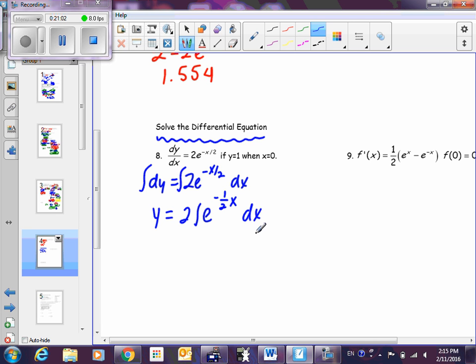Now you may be thinking, I wouldn't have thought to do that. Well, here's the deal. You would eventually, because what are we going to let u equal? In this case, negative 1/2 x, which is super easy to derive, right? It's just negative 1/2 dx. If you had kept it as negative x over 2, you might be thinking you need to use quotient rule.